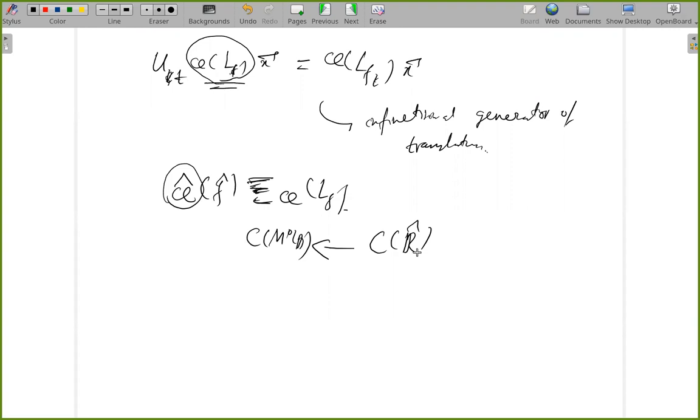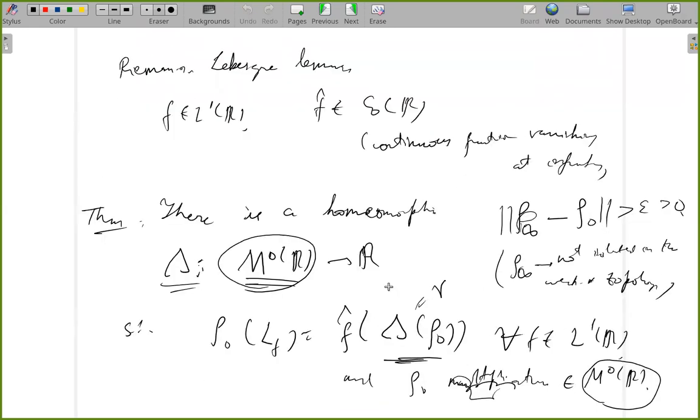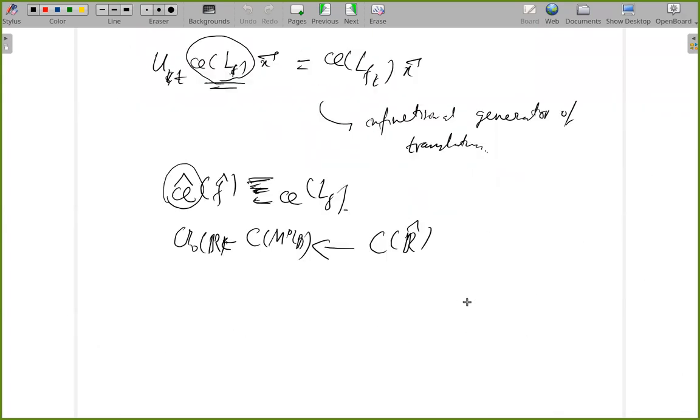So you had this homeomorphism. Not of R. So phi hat, f hat. So L f. So we had this theorem, right? Which says rho naught of L f is equal to f hat lambda rho naught. So I want to define what is phi hat of f hat. So I just need to define what it is on R. So phi hat of f hat.